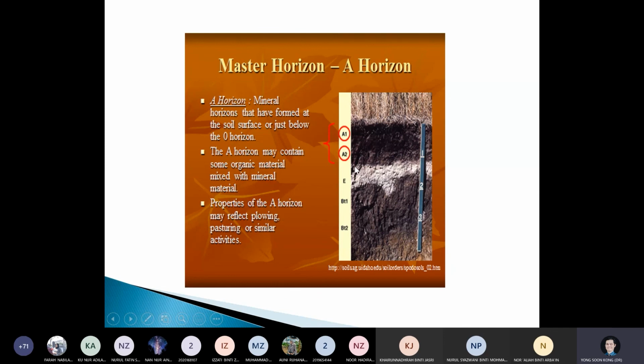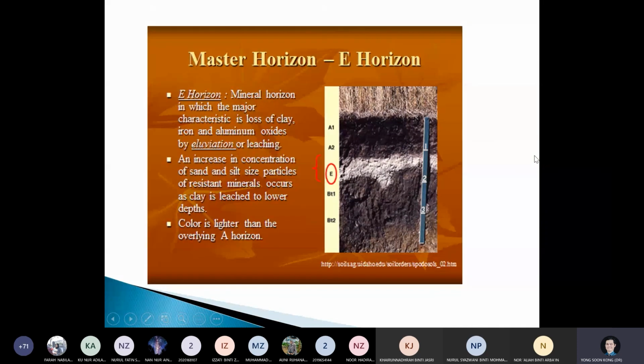But if you look further down, when it reaches the E horizon, it is actually losing steam and is not transported further into the E horizon, which we're going to explain later. The E horizon, what you can see right here. So you can see that the E horizon is usually not that black in color. That is because it doesn't have enough organic matter.